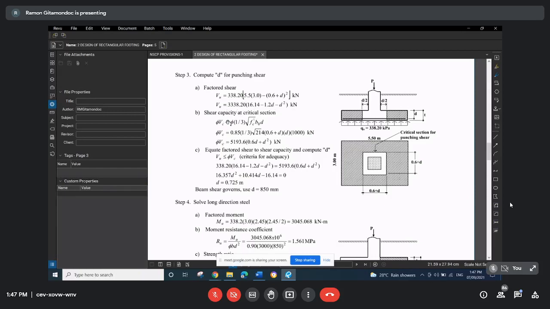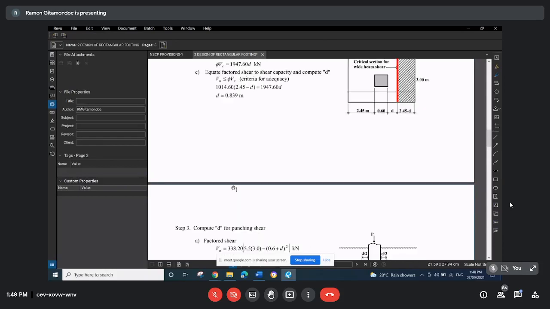Now the shear capacity will be phi 1/3 square root f sub c prime b sub o times d, where b sub o is the perimeter of the critical section. That is equal to 4 times the length of each side, so 4 times (0.6 plus d). From step 3A, you have Vu in terms of d. From step 3B, you have phi Vc in terms of d. For adequacy, the shear force should not exceed the shear strength, and the limiting condition is when they are equal. So we equate the two, then solve the resulting equation for the value of d.